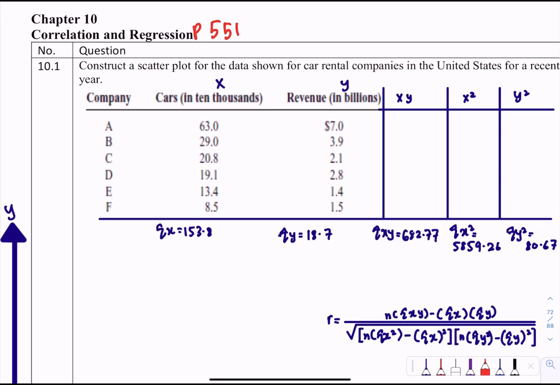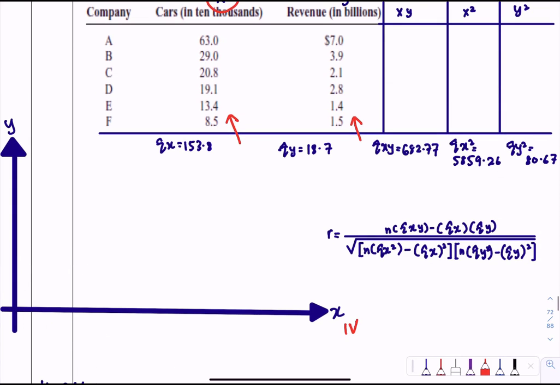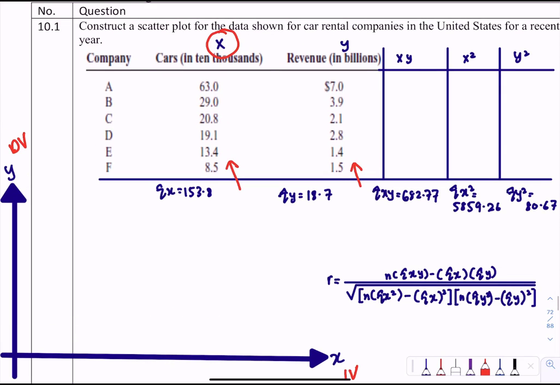For example, here we have the cars, we have the revenue. The car itself is the independent variable. That's why it is labeled as X. Okay, X axis is the independent variable, while Y axis is the dependent variable. The revenue, how the number of cars influences the revenue. Basically, the higher the number of cars, the higher the revenue. That is the relationship between these two variables.